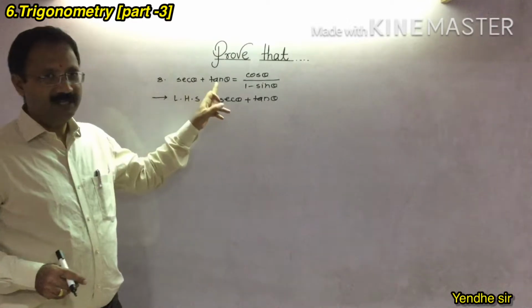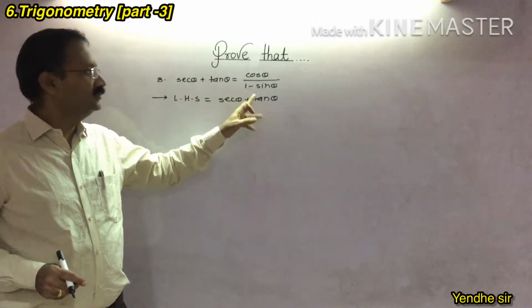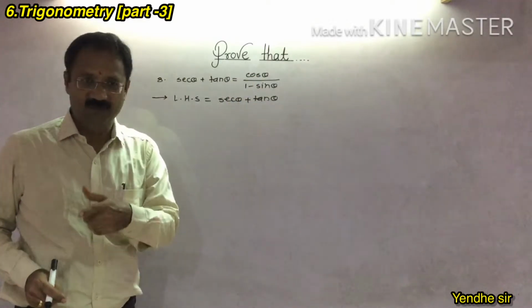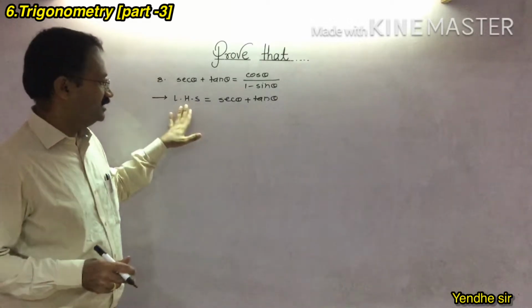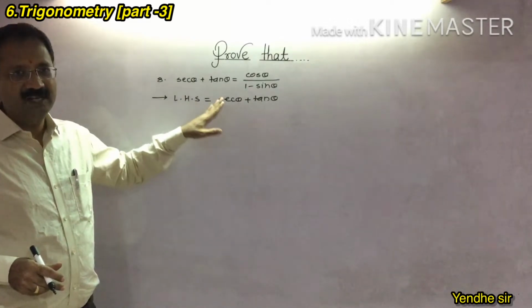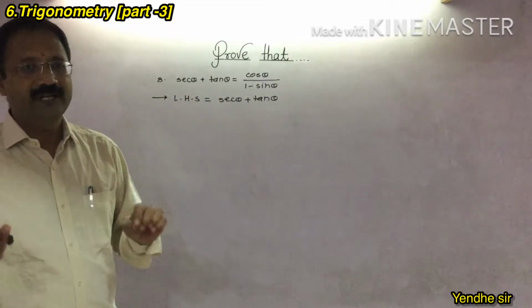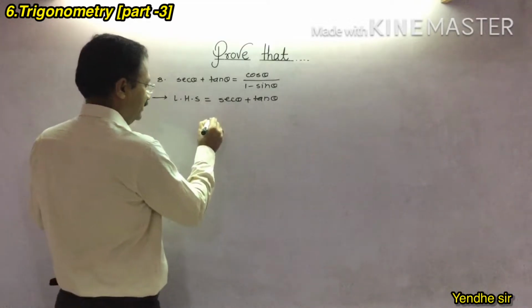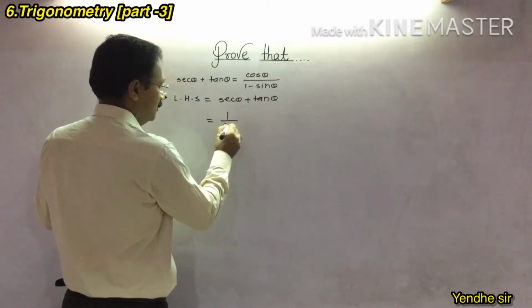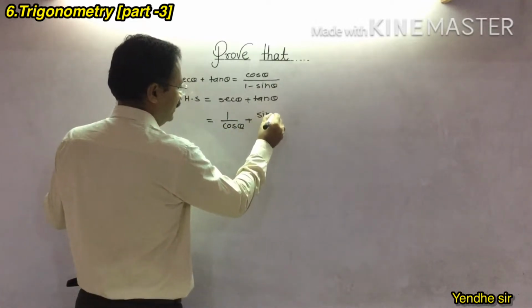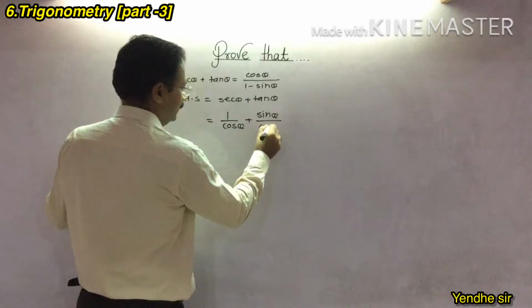Let's start with the second example. Sec theta plus tan theta equals cos theta upon 1 minus sin theta. Again the same rules. First rule, LHS. So I have taken already the LHS, sec theta plus tan theta. Which is the second rule? You have to write the formula. Yes, sec theta has the formula 1 upon cos theta plus tan theta's formula sin theta upon cos theta.